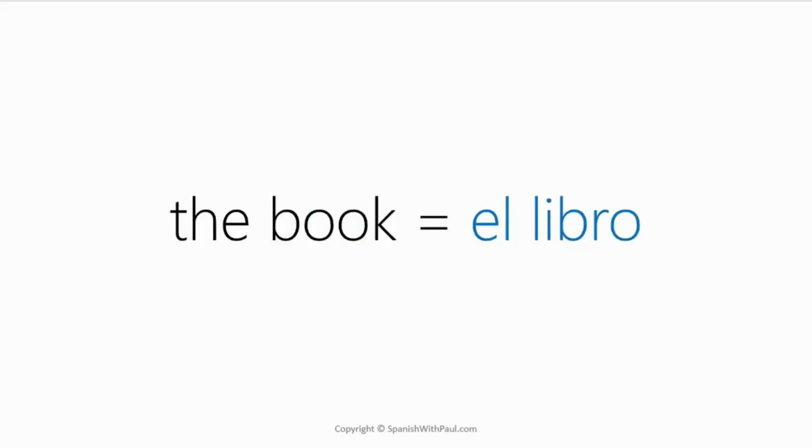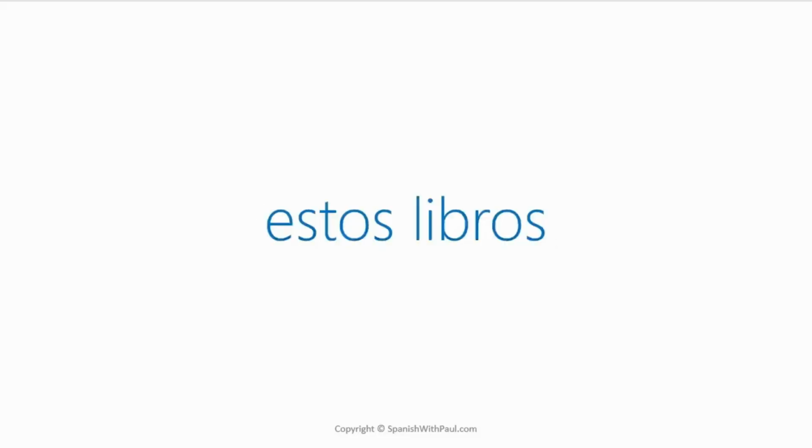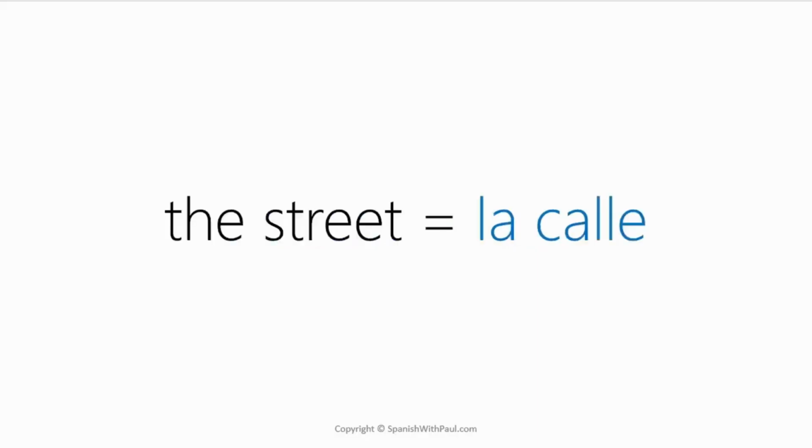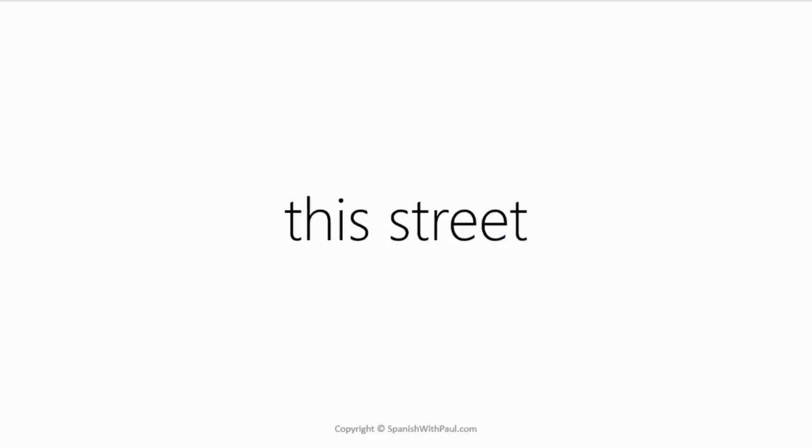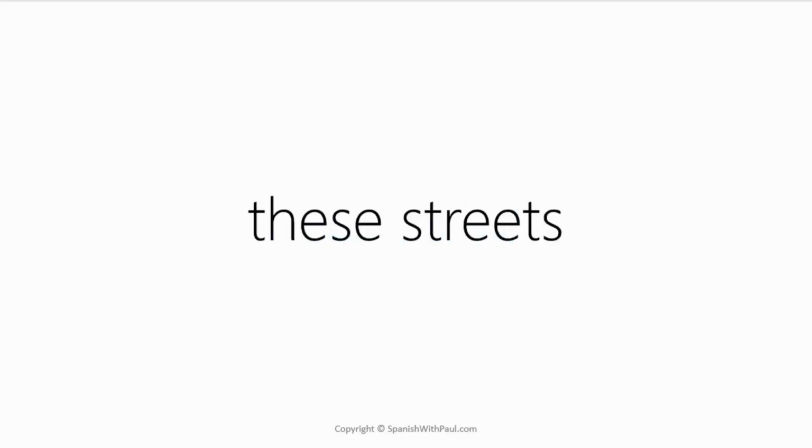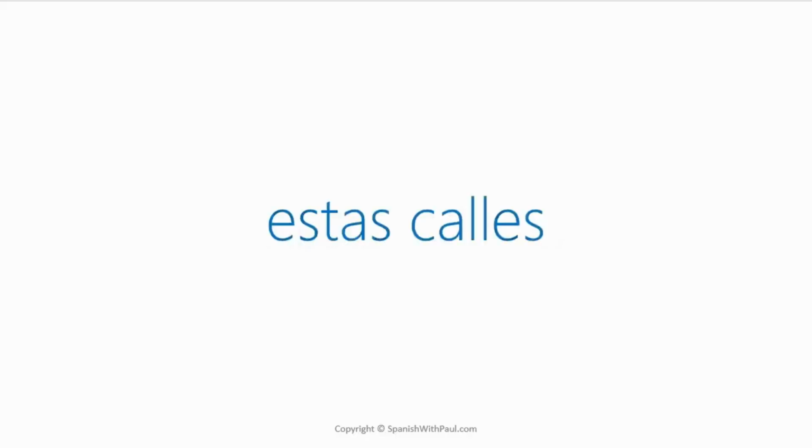Let's switch back again. The book is el libro. How would you say this book? Este libro. These books. Estos libros. The street in Spanish is la calle. How would you say this street? Esta calle. These streets. Estas calles.